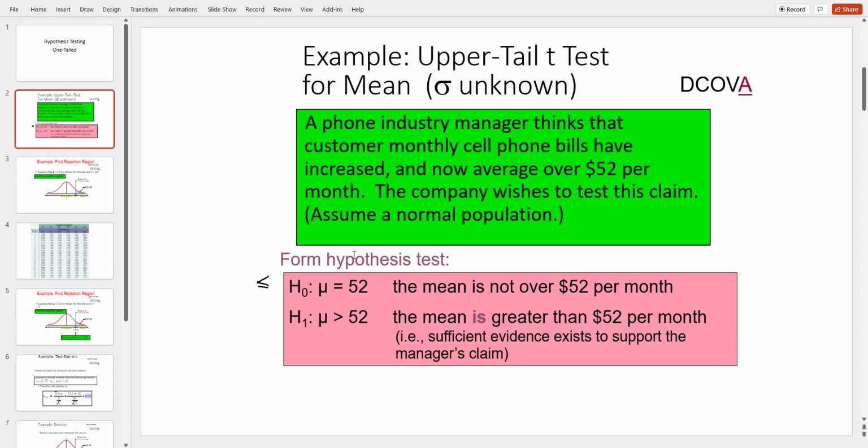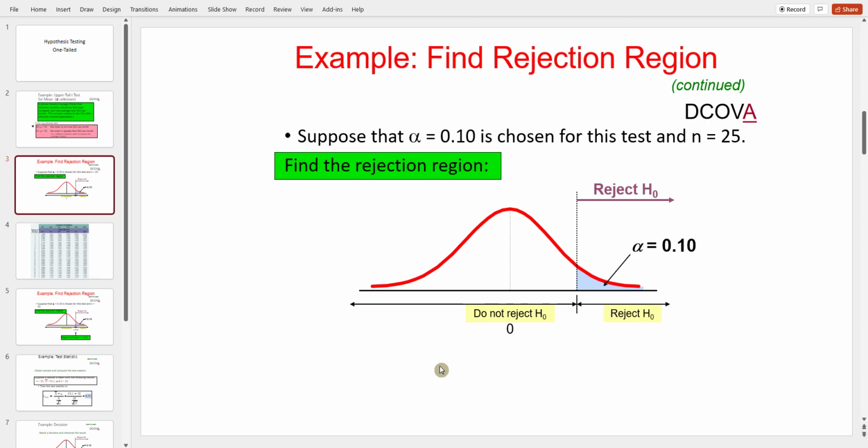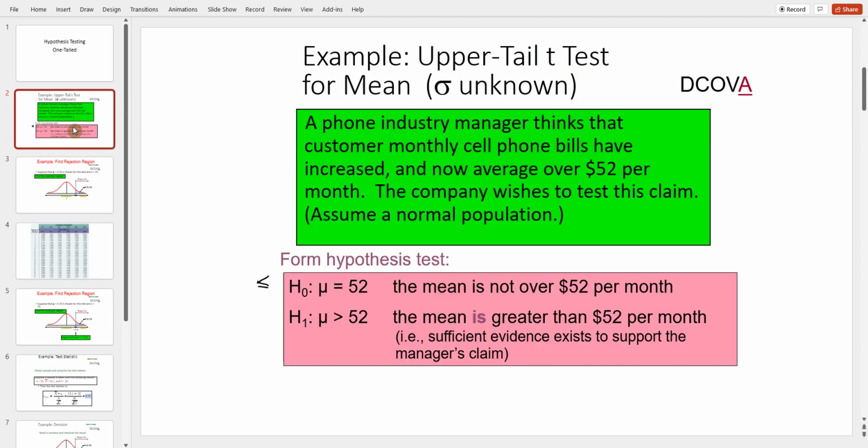The alternative hypothesis cannot have equal to. So in this case, we want to test to see whether or not it has increased, so it's greater than 52. So this is a one-tailed test. Our rejection region will be in the right tail, since this is a right tail test. The reason why it's a right tail test is because your alternative hypothesis has greater than. So it's pointing to the right.